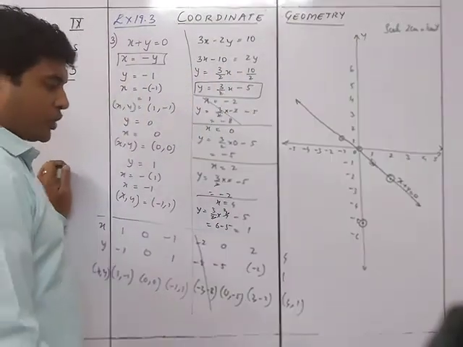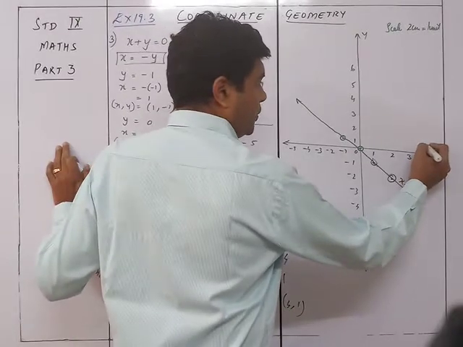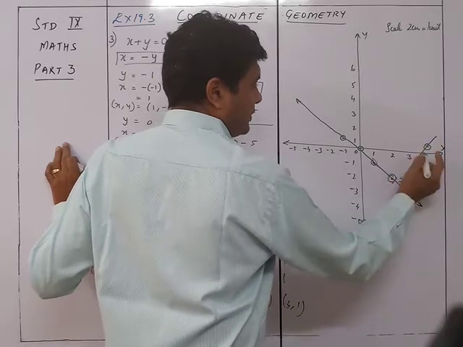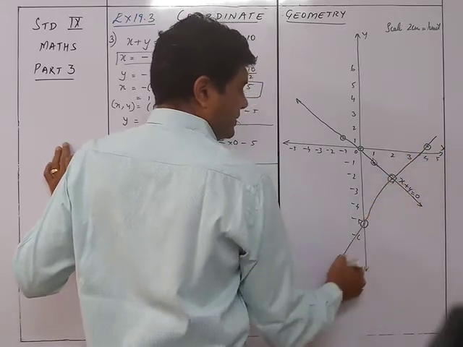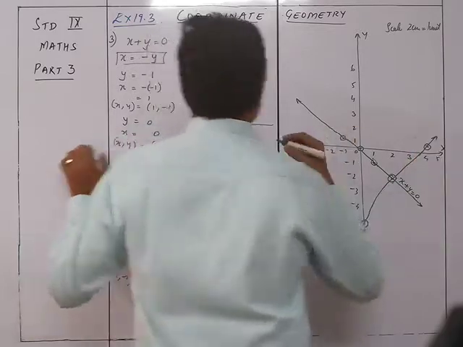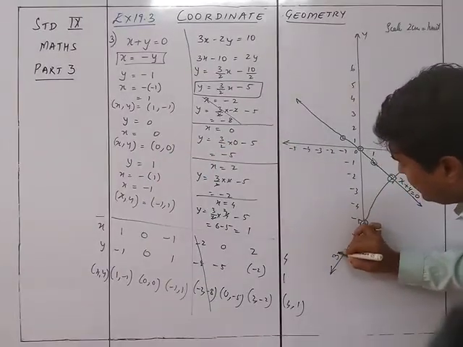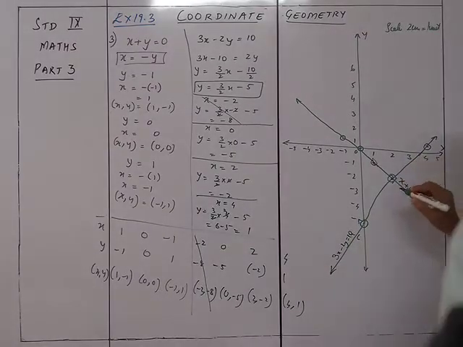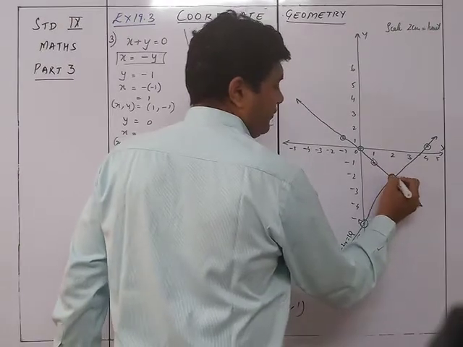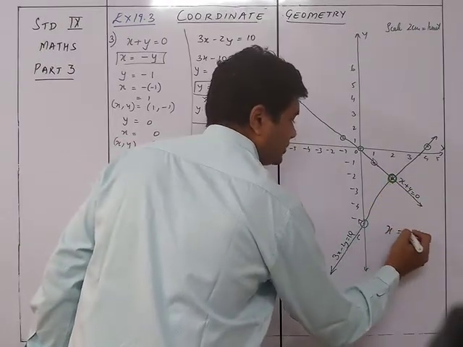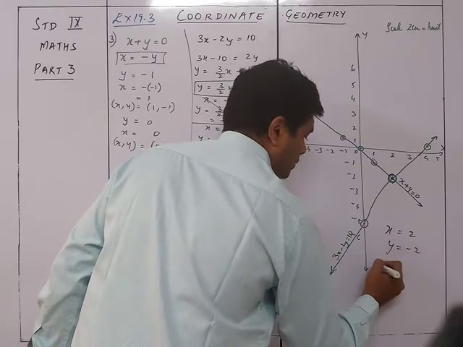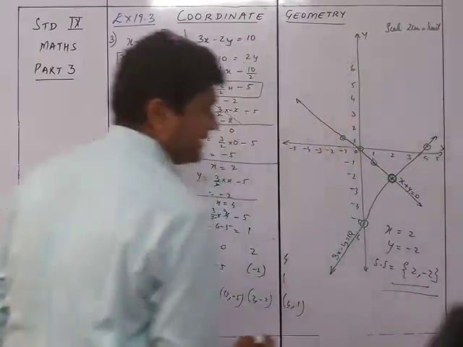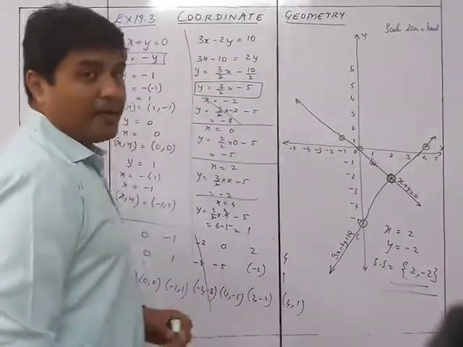Okay, and 4 comma 1 will be over here. So accordingly you will be having a straight line, which is going to be the equation 3x minus 2y is equal to 10, and you can see that this is the point of intersection of the two. Therefore x is equal to 2, y is equal to minus 2, or the solution set is 2 comma minus 2. So that's the solution set in case of these two simultaneous equations.